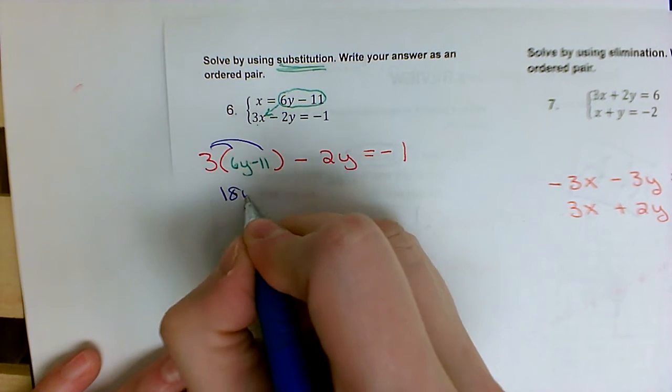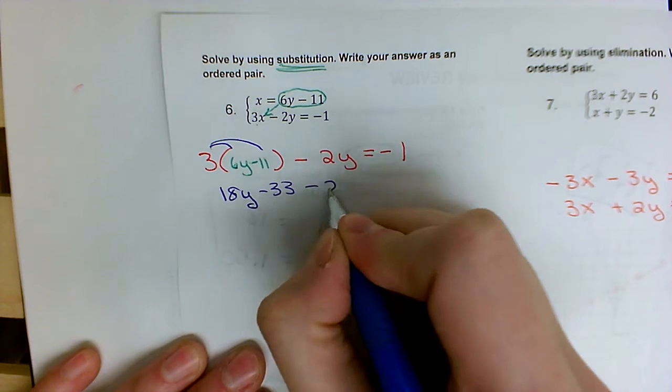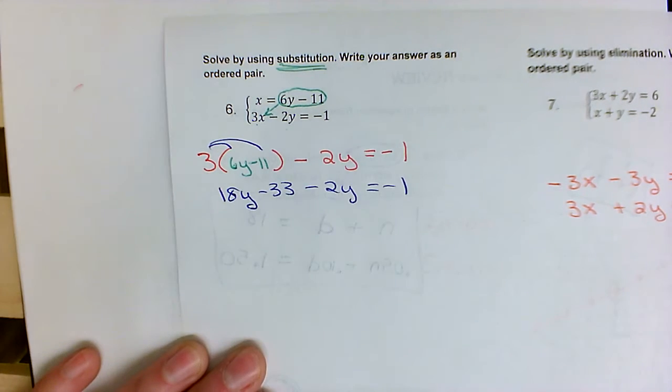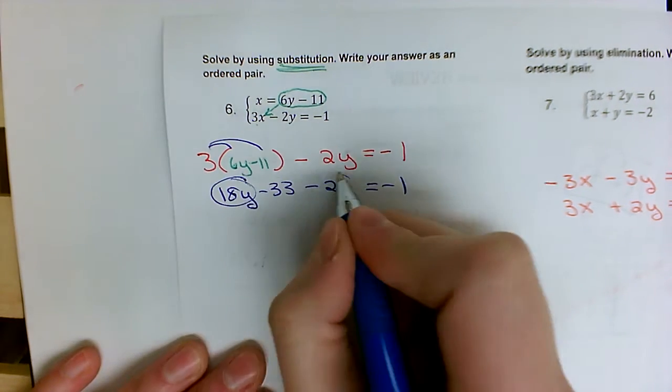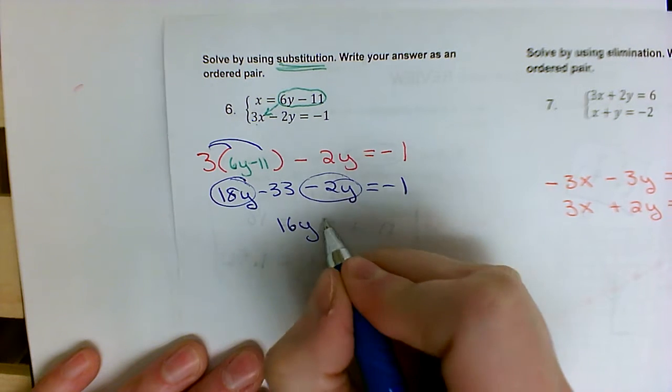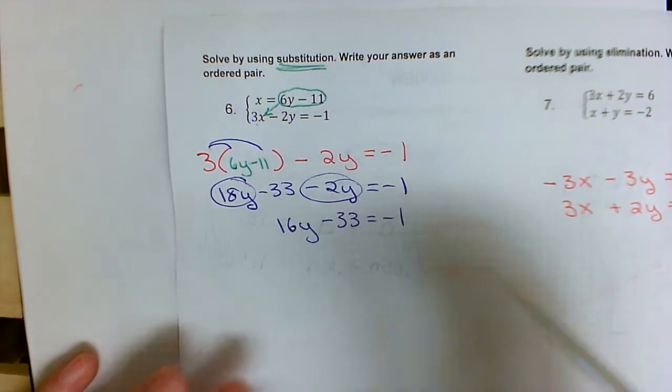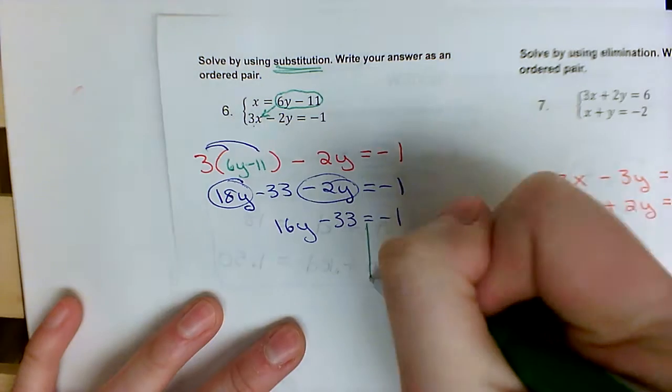So this gives me 18y minus 33 minus 2y equals a negative 1. Then you need to combine the like terms. 18y minus 2y is 16y minus 33 equals a negative 1. Then from there, it is a two-step equation.